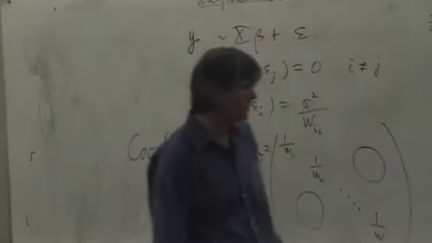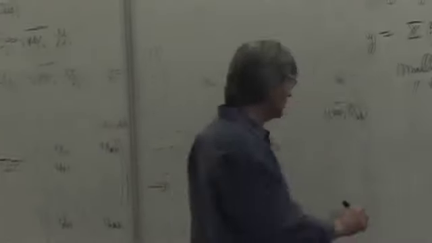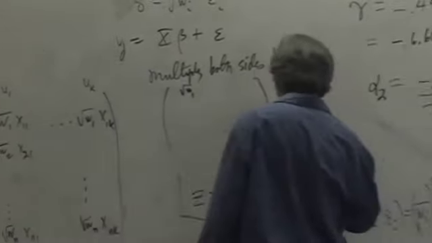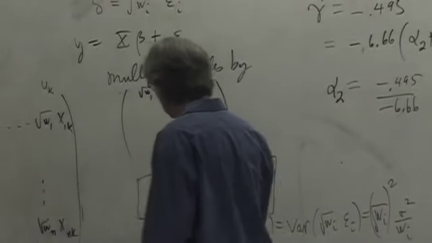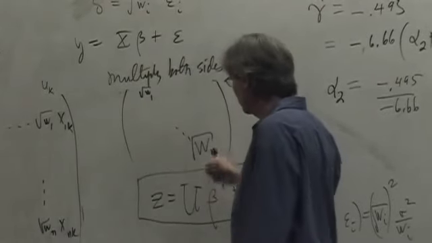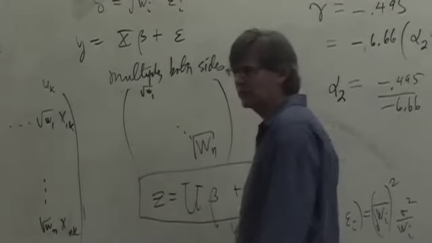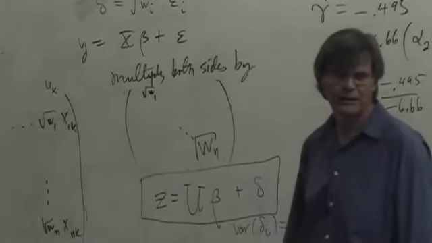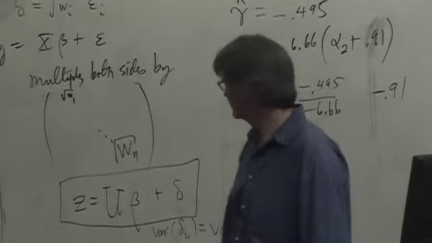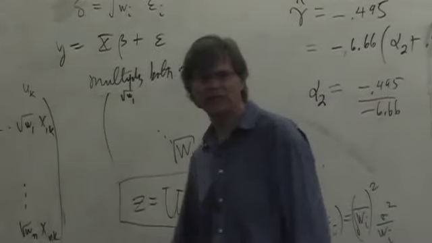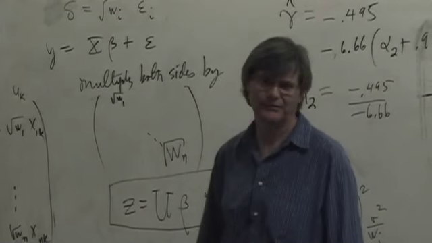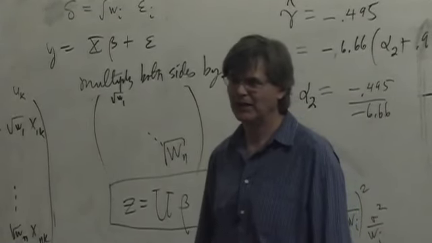So then what you do is you simply transform everything: your y's become z's, your x's become u's, and you regress z on the u's. Okay? And the betas are the same as they were before. And so those are the weighted least squares estimates of the betas. So that's kind of nice.